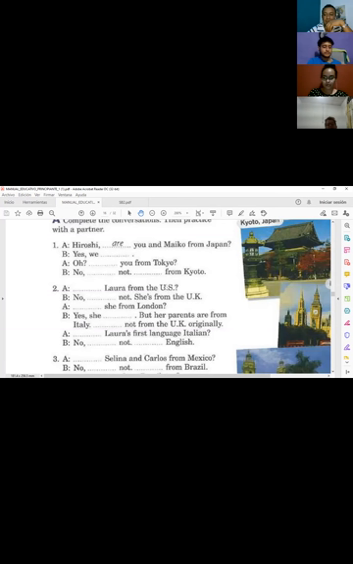Is Laura from the USA? No, she's not. She's from the UK. Is she from London? Yes, she is. But her parents are from Italy. Luego, she's not from the UK originally. Is Laura's first language Italian? No, it's not. It's English.